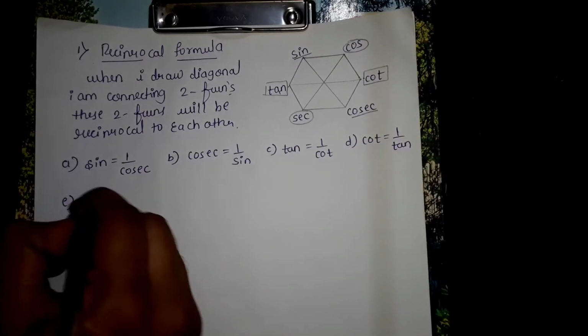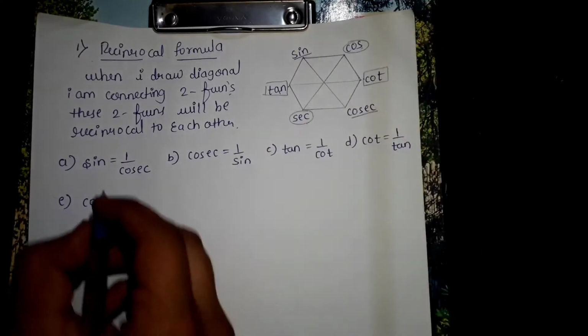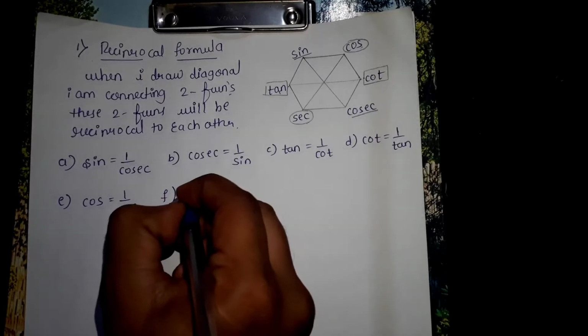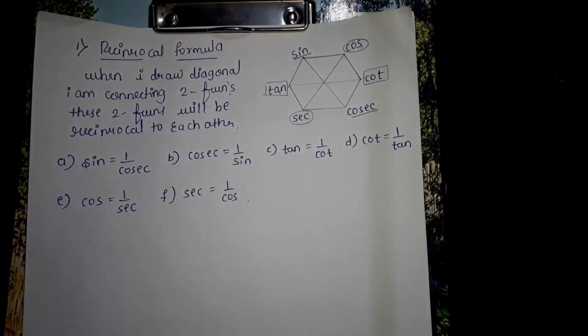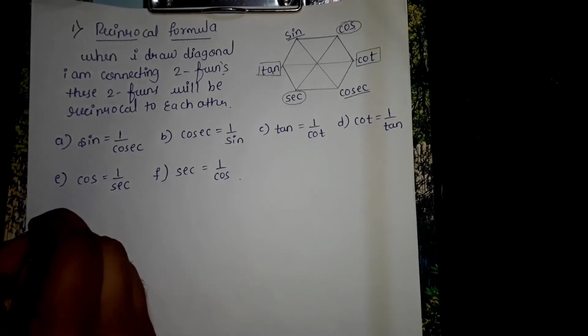Fifth one is cos is reciprocal of sec, and sec is reciprocal of cos. In this way, please remember this trick. Along the diagonals, we should go along the diagonals for reciprocal relation. Next comes the ratio formulas.